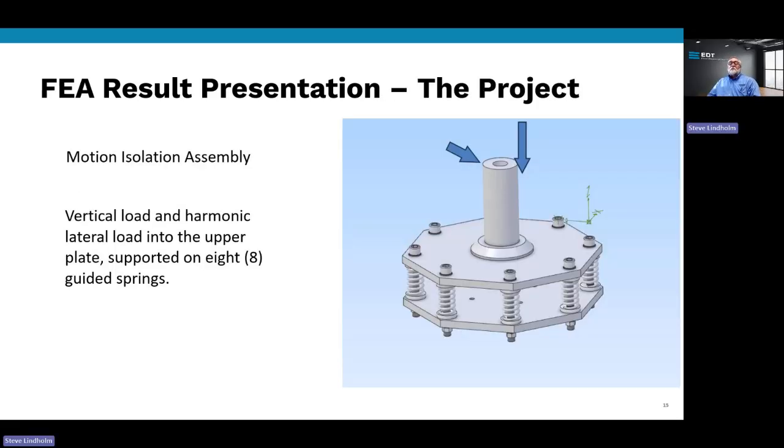In particular, I'm going to kind of deviate from my notes here. The project that I'm going to present was a motion isolation assembly. As you can see, it looks like two plates with a spring system between them. In this case, there was a load that both acted down and on the side of the spindle in the middle of this plate.